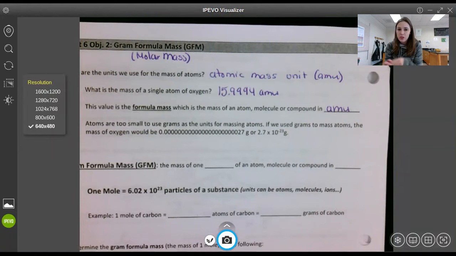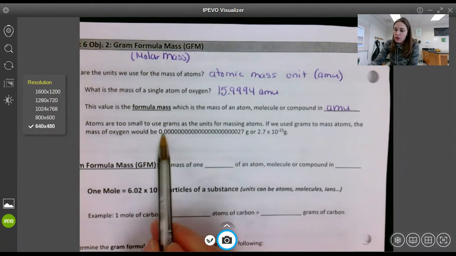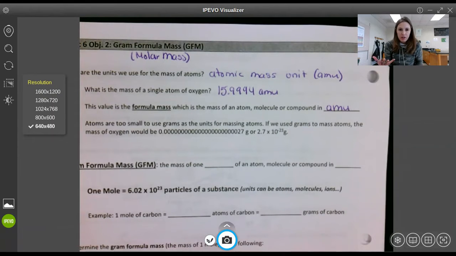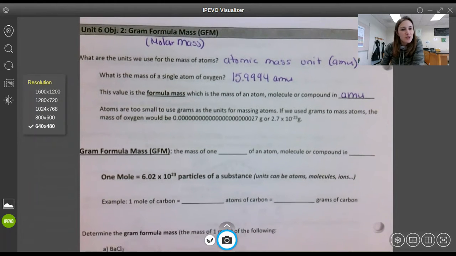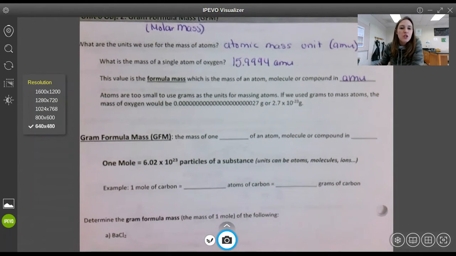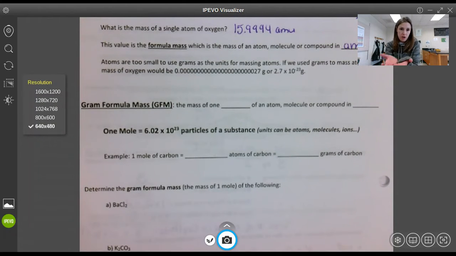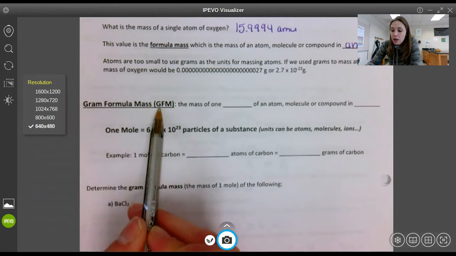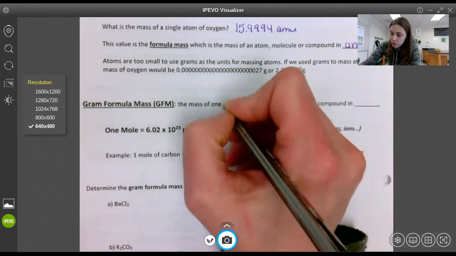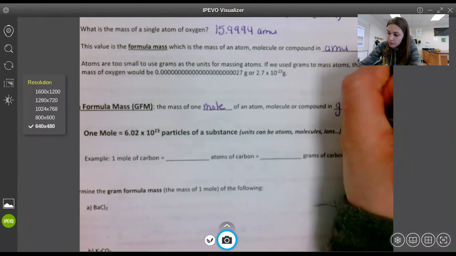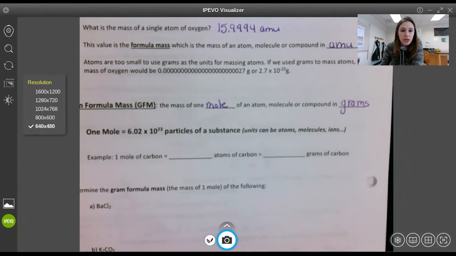But atoms are too small to use as grams of single atoms. That would be equivalent to this mass in grams. We can't measure that in our own lab. We're working with so many more than single atoms. So it's a lot more appropriate for us to use something called a gram formula mass. This allows us to work with a large number of atoms that we can actually measure in the lab in grams effectively. So gram formula mass, or GFM, is the mass of what's called 1 mole of an atom, molecule, or compound in grams, which we can measure in our lab.